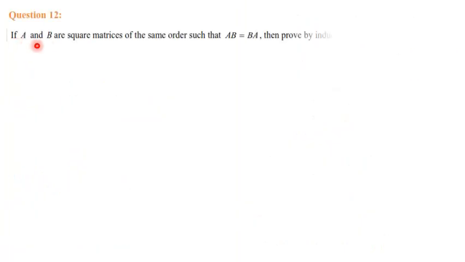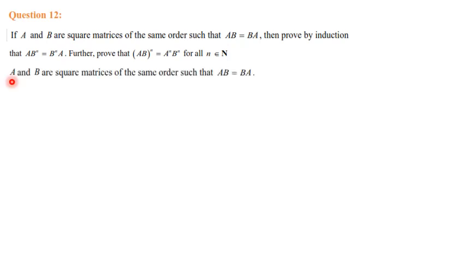Now we shall discuss question number 12. The question is, if A and B are square matrices of the same order such that AB equal to BA, then prove by induction that AB power n equal to B power n into A. Further prove that AB the whole power n is equal to A power n into B power n for all n element of N. Here we have to write the given conditions.